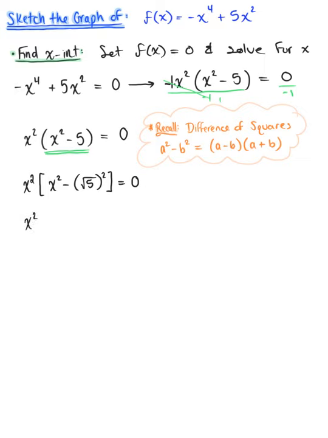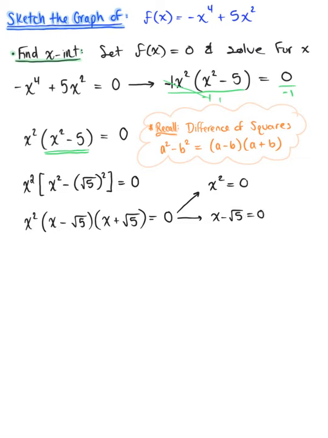So now we can rewrite this as the difference of squares. This will be x squared multiplied by x minus the square root of 5 multiplied by x plus the square root of 5 is equal to 0. And the reason we're writing it out like this is so that we can really appreciate the factors and thus their multiplicity. So, applying that 0 factor property, we have 3 cases here. We have x squared is equal to 0, we have x minus the square root of 5 is equal to 0. And then we have x plus the square root of 5 is equal to 0.